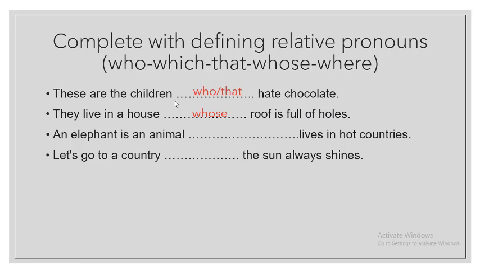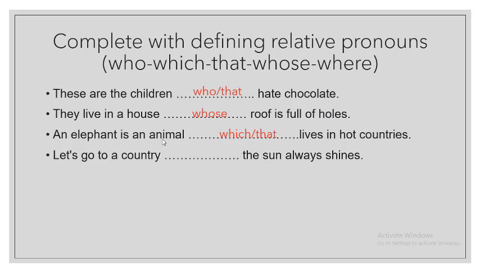See the third example. An elephant is an animal which lives in hot countries. Yes, we see this animal, and it's not a person. And we said, what is the defining relative pronoun that we use for animals? Yes, which. So we will use which or that. Great.